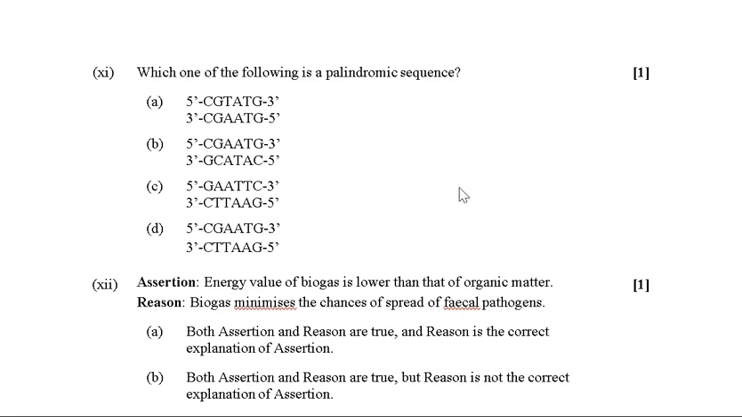Now, according to my statement, if you see option C, you will get your answer. That means 5' to 3', if you read GAATTC, and then in the same 5' to 3' direction, if you read the complementary strand, again you will get the same sequence, GAATTC. So the palindromic sequence is fulfilled for option C. So option C is the correct answer.